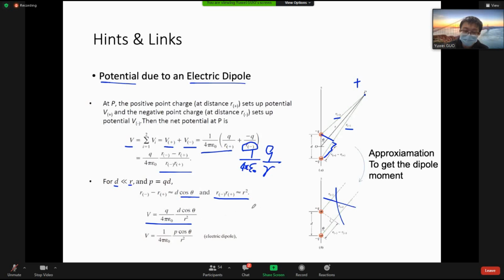And for the electric dipole moment, we have defined that it is equal to the charge times the distance. Expressing the exact potential by the dipole moment, we can get this expression.